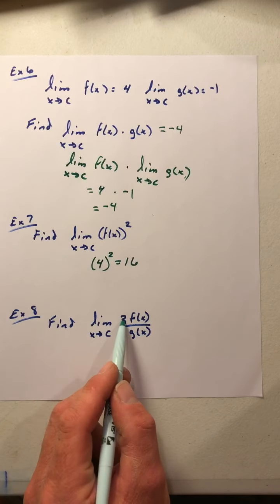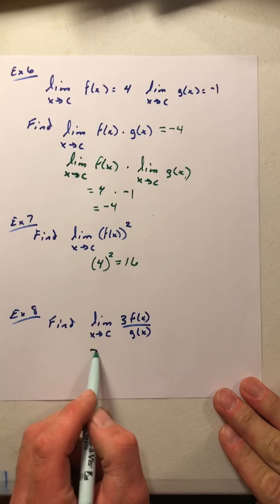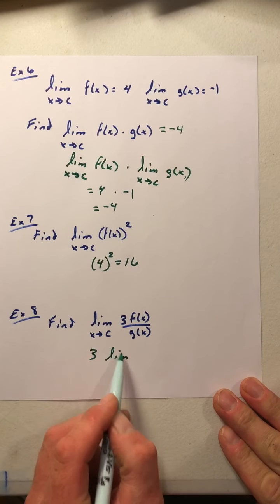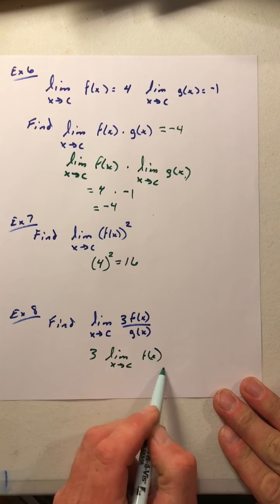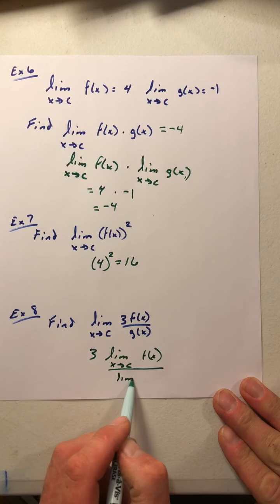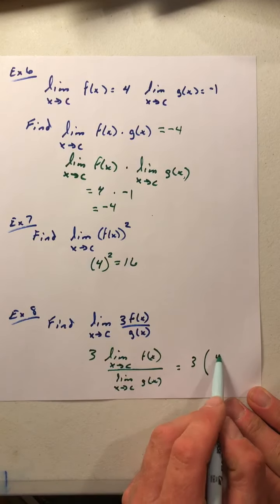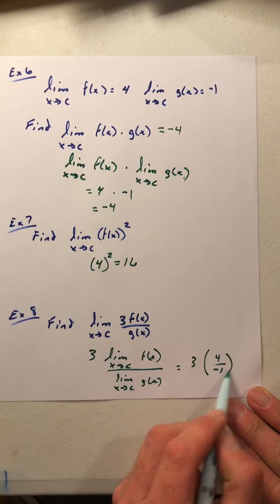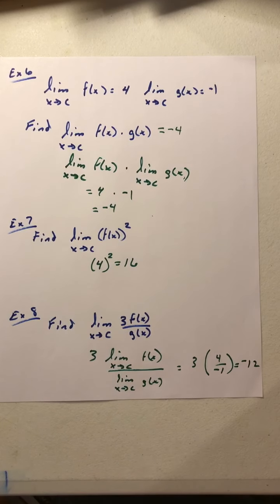Finally, I've got a scalar multiplier and a quotient. So I can break this up into 3 times the limit as x approaches c of f of x divided by the limit as x approaches c of g of x. So that gives us 3 times, we know this limit again is 4, we know this limit is -1. So 3 times -4 gives us -12.